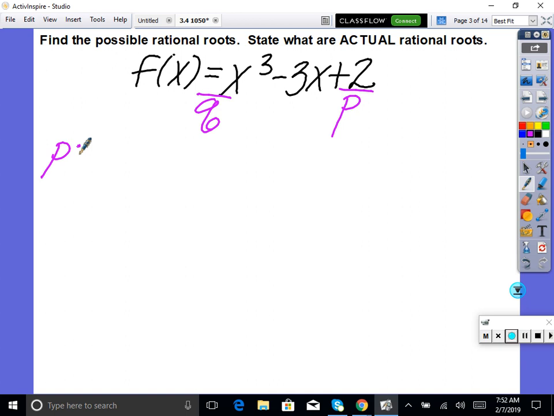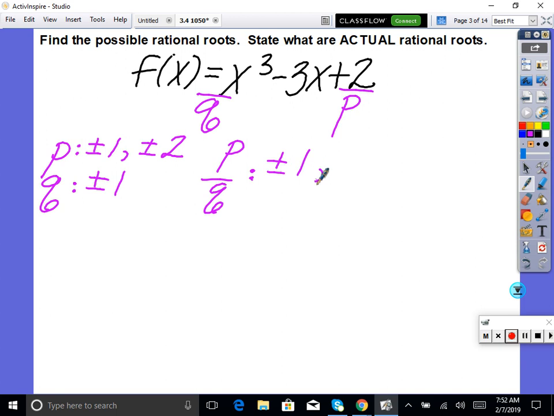So factors of P were plus and minus 1, plus and minus 2. Do you agree that those are the only factors of P? This is the same one we just did, I'm just showing it again. My Q is 1, so the only factors of 1 are plus or minus 1. So then our P over Q would be 1 divided by 1, that's why I got 1, plus or minus 1, 2 divided by 1, plus or minus 2. So 1, negative 1, 2, and negative 2 are the only possible whole number or fractional roots.